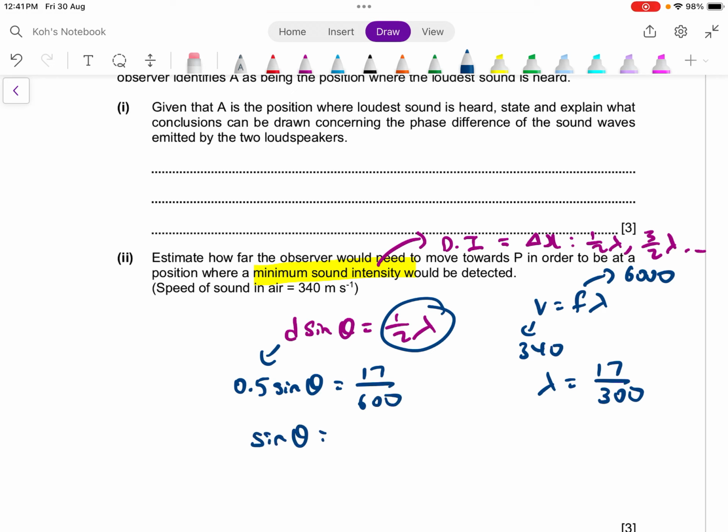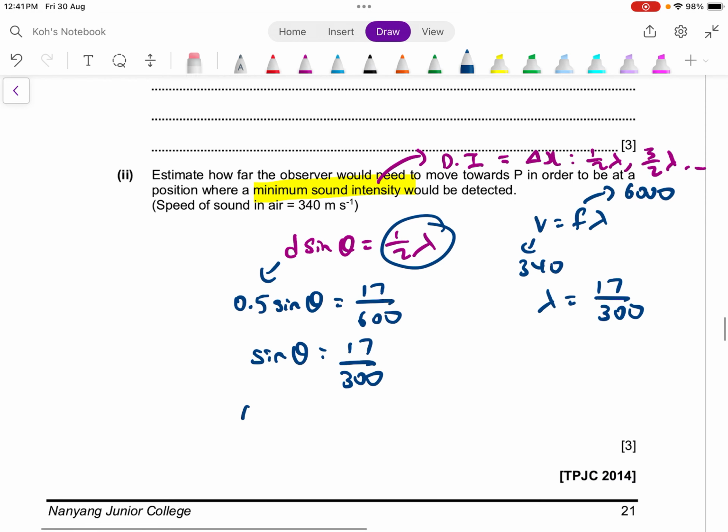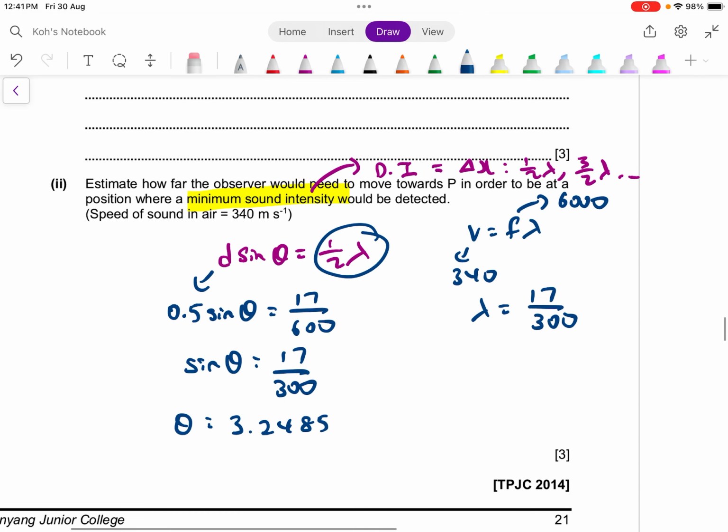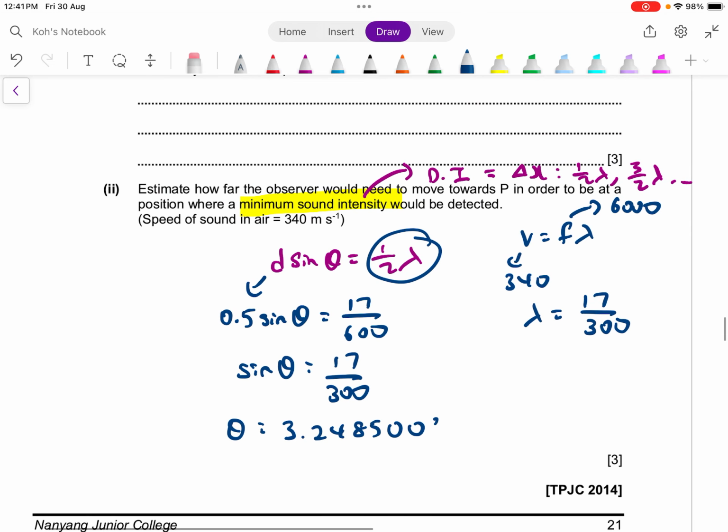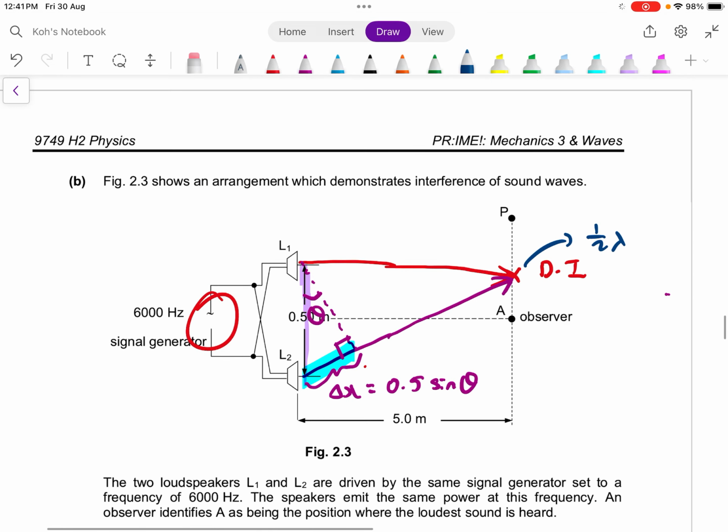You understand why I want to find sine theta? It is about 17/300. So this is your sine theta. Then after that, I want to find your theta. So sine inverse of 17 divided by 300, right? So it's about 3.2485 degree. So what is this theta? This theta is actually this theta right here. Okay, let me just erase this, then you will see already.